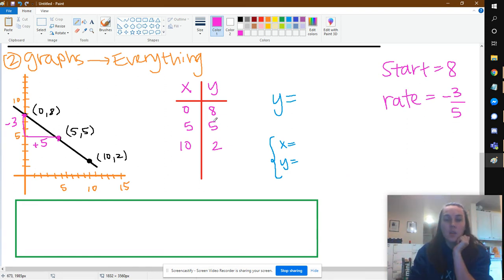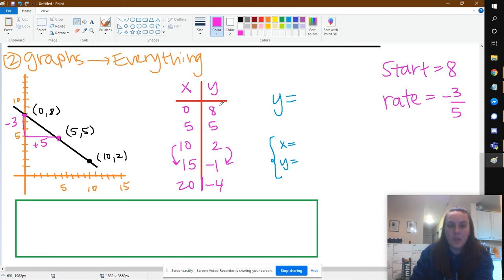All right. So if we wanted to make another point on this table, we would go up by 5 because that's how much the x changed by. We would go down by 3 because that's how much the y changed by. And we could do this as many times as we wanted. Generally, tables should have at least 5 points so we can get the pattern and see where it's going.